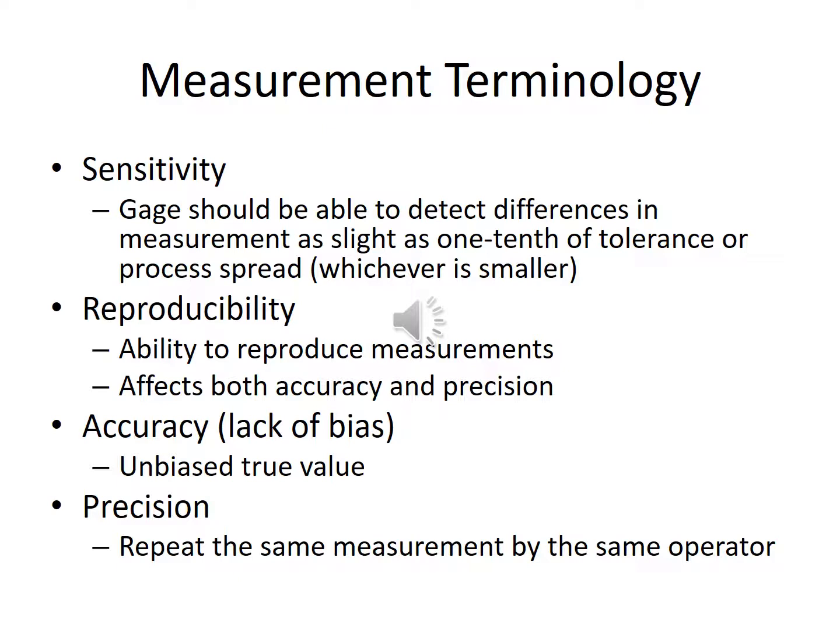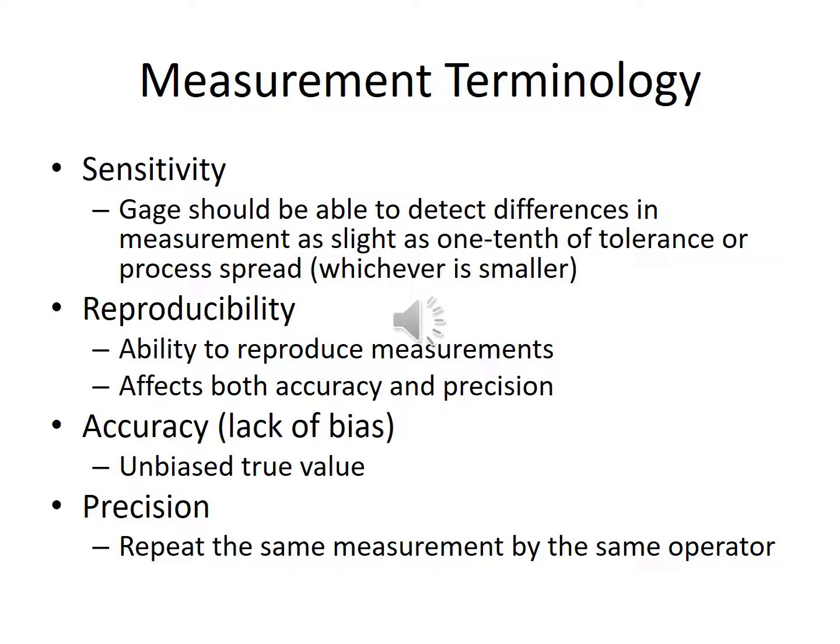First thing you have to know is sensitivity. What it is, you want your gauge to be able to detect differences in the measurement. Rule of thumb, about 1/10 of the tolerance or the process spread, whichever is smaller. So for instance, if you've got something with a 1-inch tolerance, you want it to be 1/10 of an inch on your gauge. Reproducibility, the ability to reproduce a measurement.